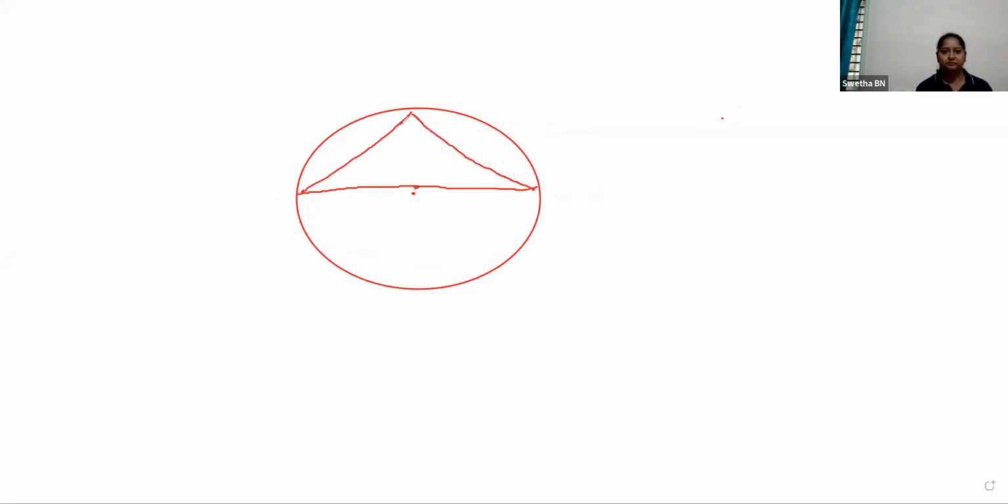See here. What is this angle? So this is a semicircle, right? Now, semicircle is nothing but half circle. This is half circle. And what is this angle? Ma'am, 90 degree. Yes, it will be 90 degree always.